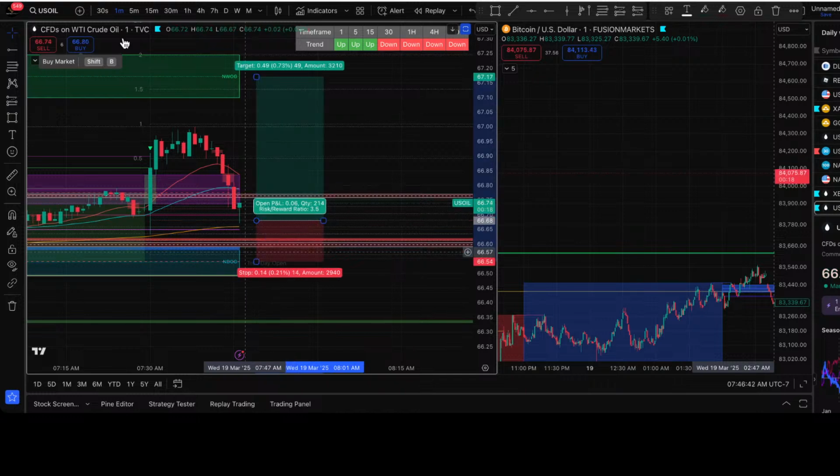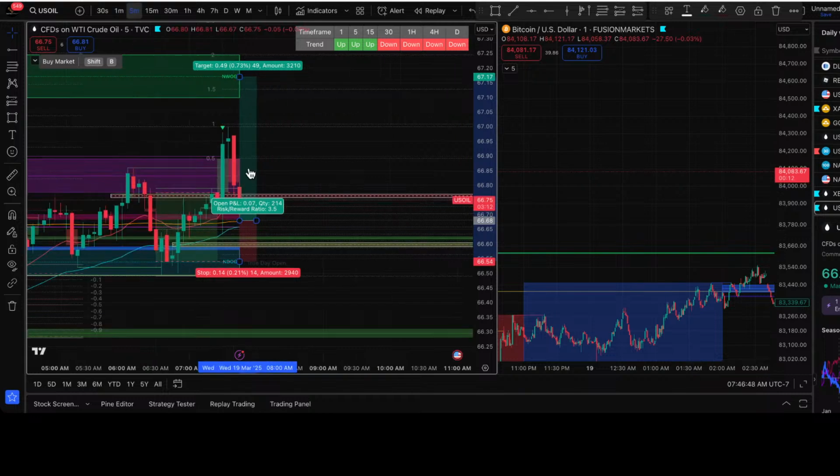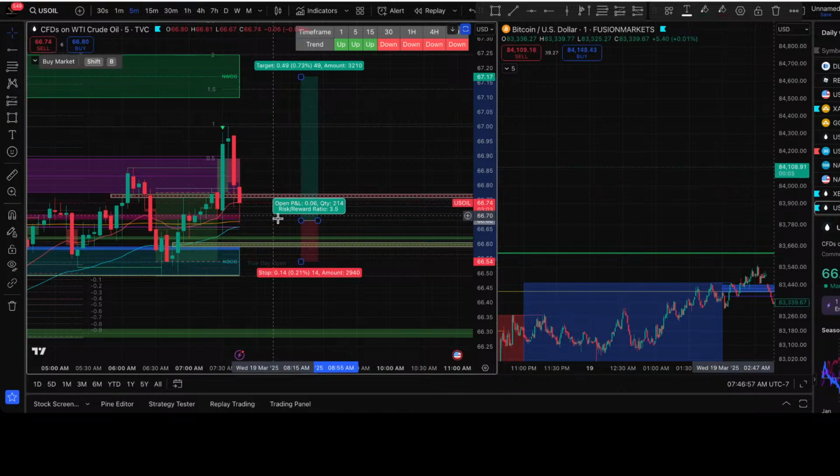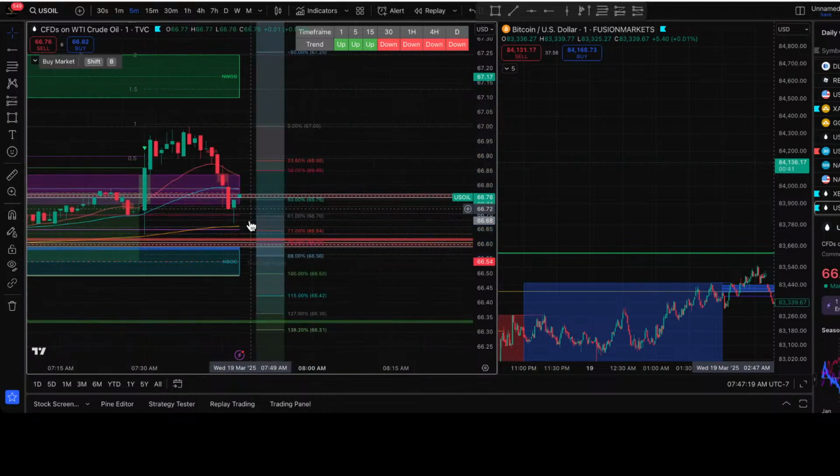Let's go back to the 5M for a second. I'm assuming we're touching that darker purple zone. There you go. 61%, right in that golden zone. I'm going to wait till it at least touches the 238.